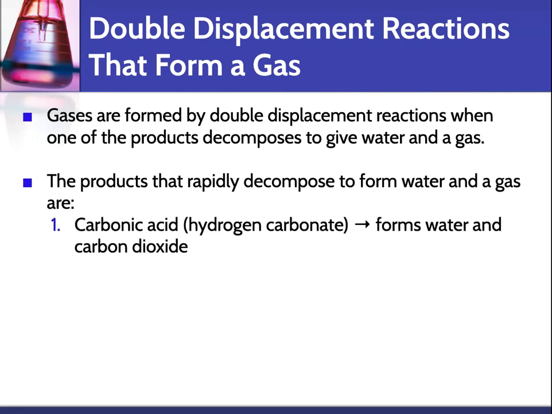The first one is carbonic acid, or as we've been referring to it so far, hydrogen carbonate. When hydrogen carbonate forms from a double displacement reaction, it's then going to decompose into water and carbon dioxide. And that reaction looks like that. H2CO3 breaks down into water and CO2. So you have to keep a lookout for that H2CO3.